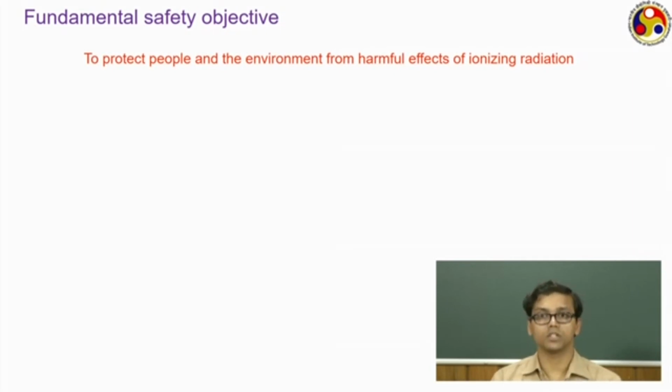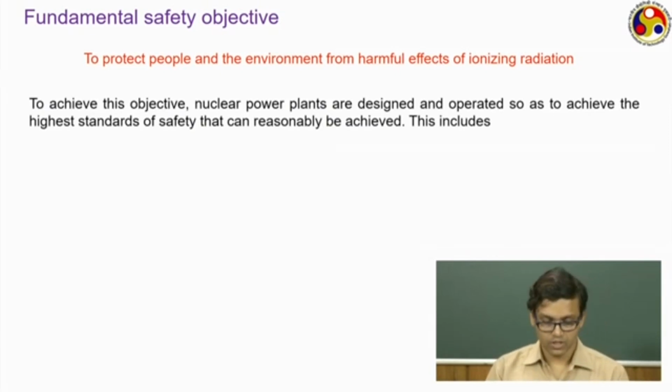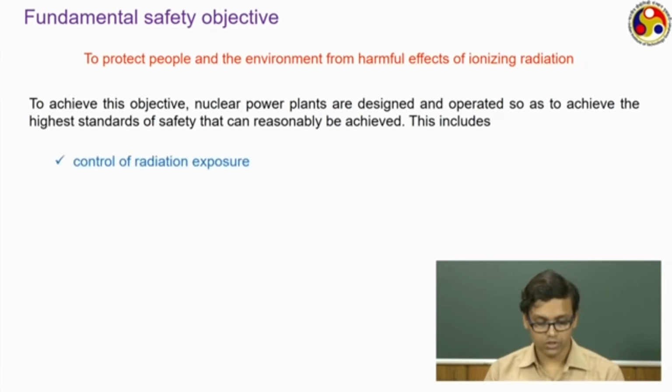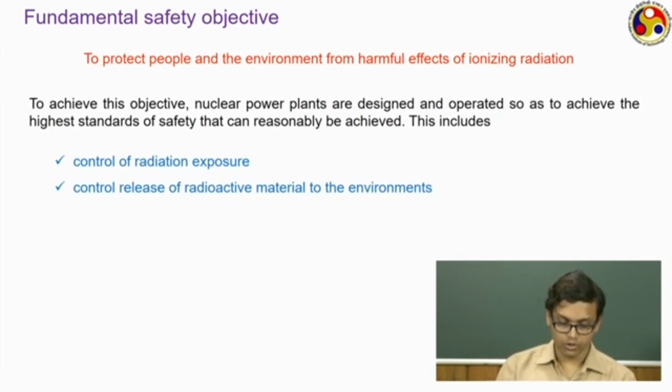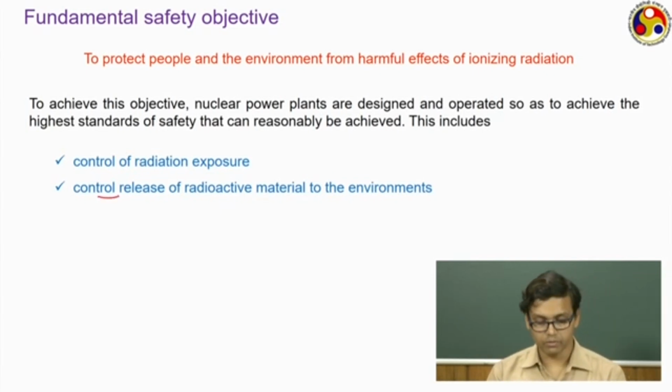The newer generations, generation 3 and particularly generation 4, spend lots of time and effort during the design to ensure complete contamination reduction or complete isolation of the ionizing radiation. To achieve this objective, nuclear plants are designed and operated to achieve the highest standard of safety that can reasonably be achieved, which includes the control of radiation exposure and controlled release of radioactive material to the environment, particularly during the waste disposal procedure, which we shall be discussing next week.